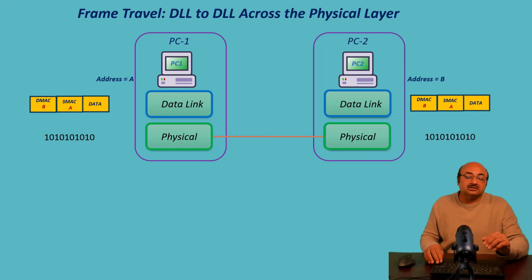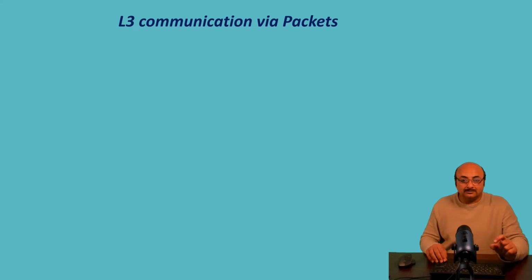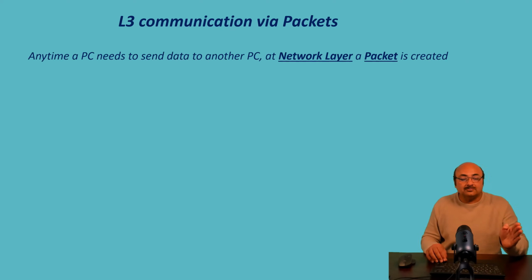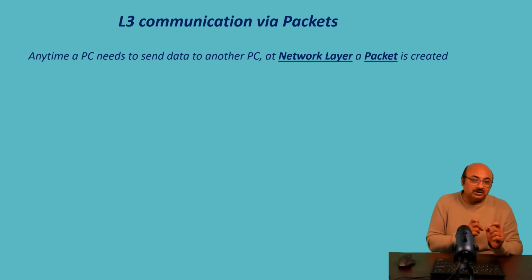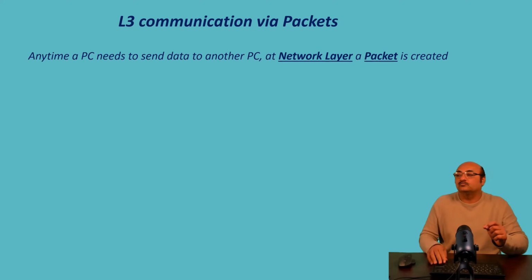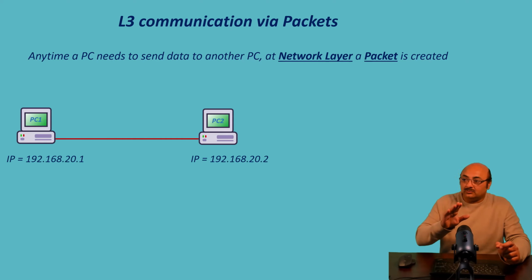Now let's add the concept of layer 3 also. First we will keep it simple. So let me explain the simple concept. First, the packet. Just like we had frames at layer 2, we have packets at layer 3. So anytime a PC wants to send data to another PC at network layer, we create a packet. And the packet, let's say PC1 has an IP address this and PC2 has this.